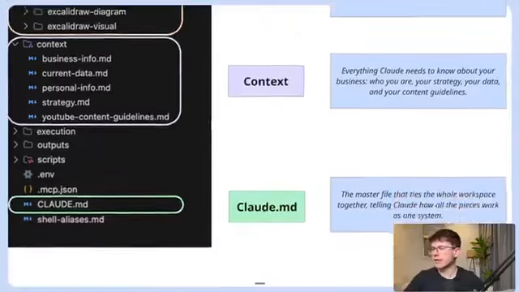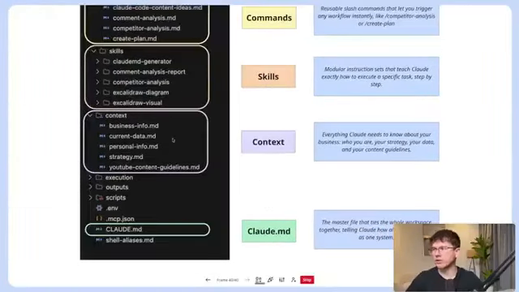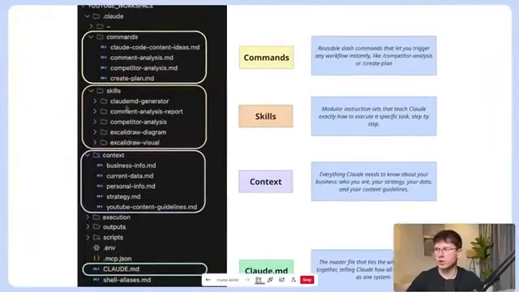That's all it is. And then finally, we have the Claude.md, which is a master file here that ties the whole workspace together, telling Claude how all the pieces work in one system. Okay, so it tells Claude, hey, we have the folder here, which is called context, the folder here, which is called skills, and it gives it an overview of the whole organization.